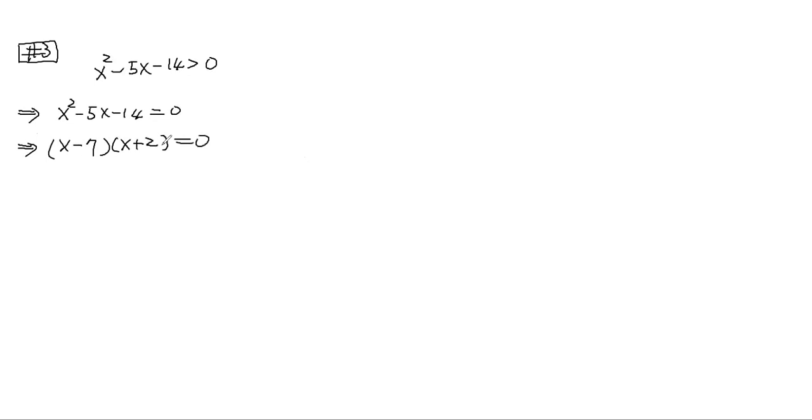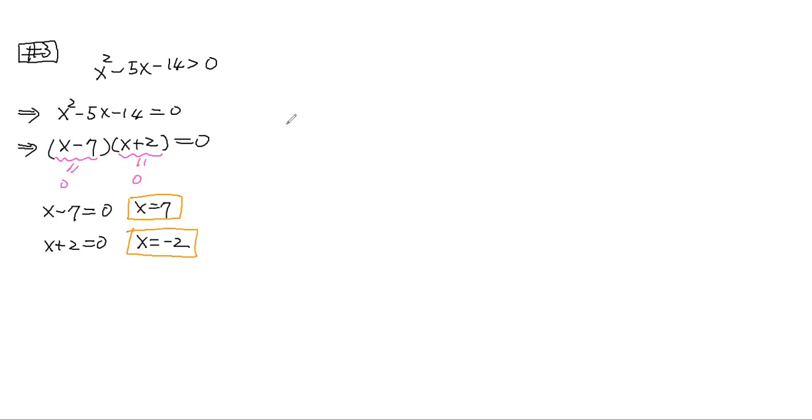Equal to 0. So when you set it equal to 0, that means this one is equal to 0, and this one is equal to 0. When the first one, x minus 7 equals 0, you will get x equals 7. Then the second one, x plus 2 equals 0, you will have x equals negative 2. So these are the two values that give you 0.